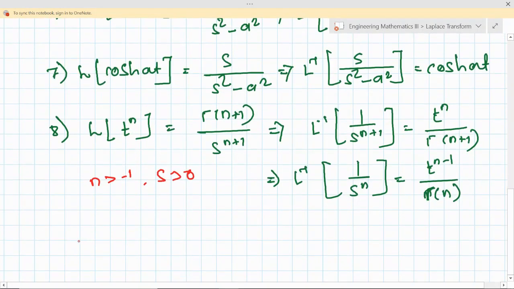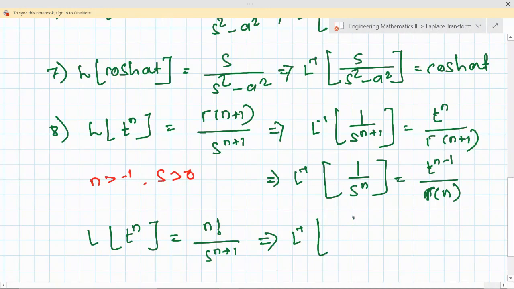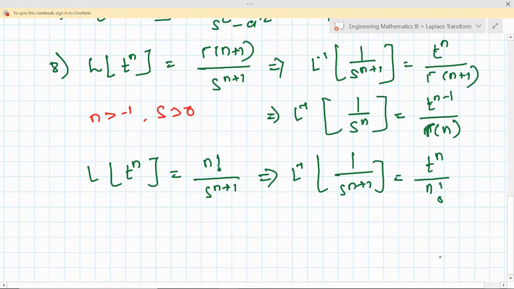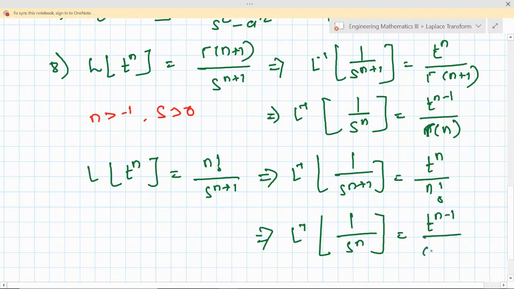Suppose we take another approach. Laplace of t raised to n is n factorial upon s raised to n plus 1. This is the result for n as an integer. So inverse Laplace of 1 upon s raised to n plus 1 is simply t raised to n divided by n factorial. Or for s raised to n, the inverse Laplace of 1 upon s raised to n is t raised to n minus 1 divided by n minus 1 factorial.